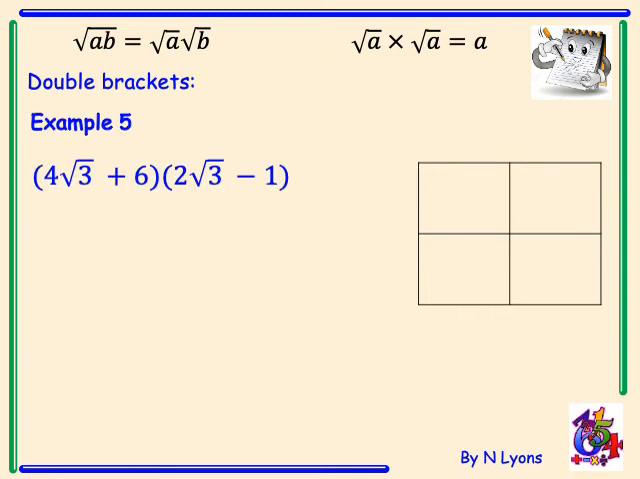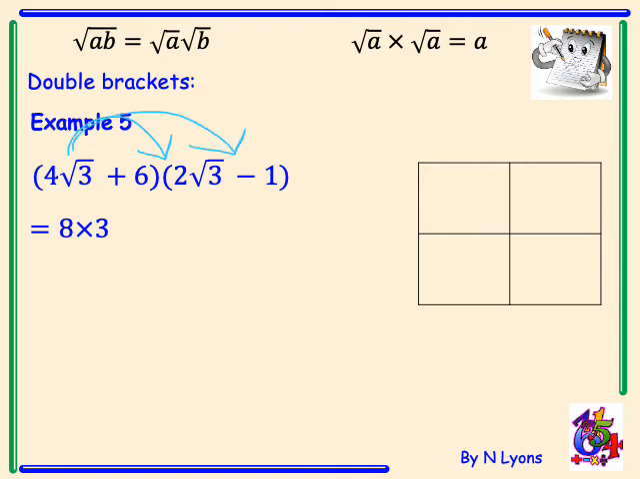Example 5. 4 root 3 plus 6 multiplied by 2 root 3 minus 1. So first of all, using Crab's claw, 4 root 3 multiplied by 2 root 3, well 4 2s are 8, and root 3 times root 3 is 3.